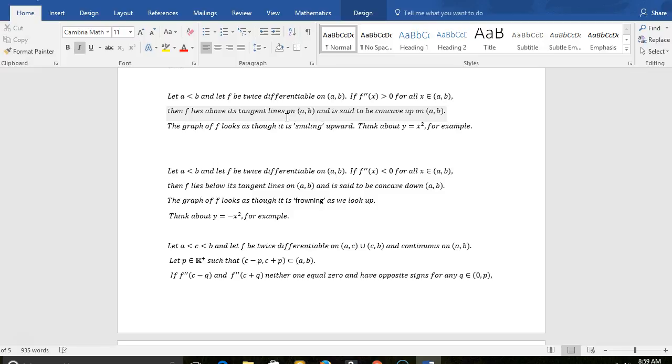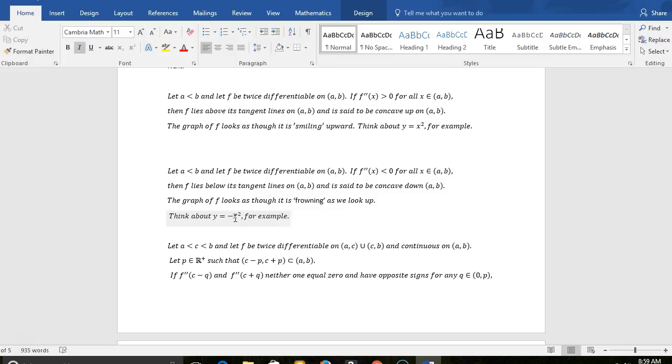One of them is always smiling, and one of them is always frowning. In other words, the paradigm parabola y equals x squared is concave up everywhere, and the upside down parabola y equals negative x squared is concave down everywhere. So, that's kind of boring.